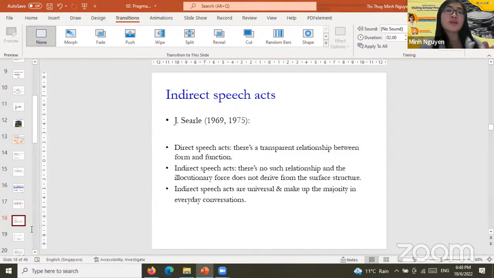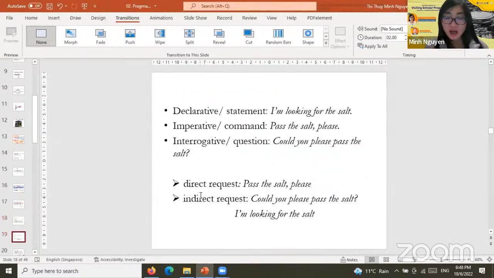Okay, so if we think about form and functions, there are three main syntactic forms of sentences. We have the declarative form, for example, "I'm looking for salt," the imperative form, "Pass the salt, please," and the interrogative form, "Could you please pass the salt?"